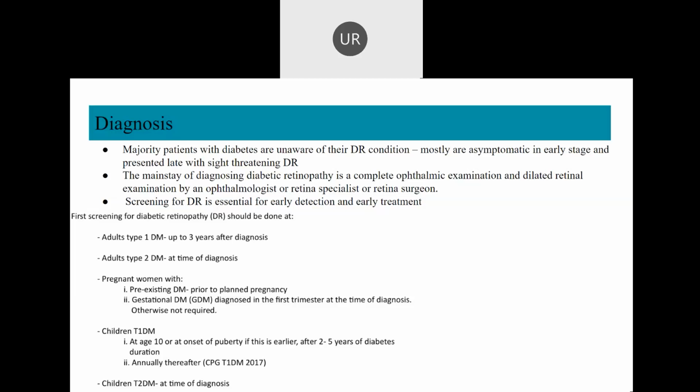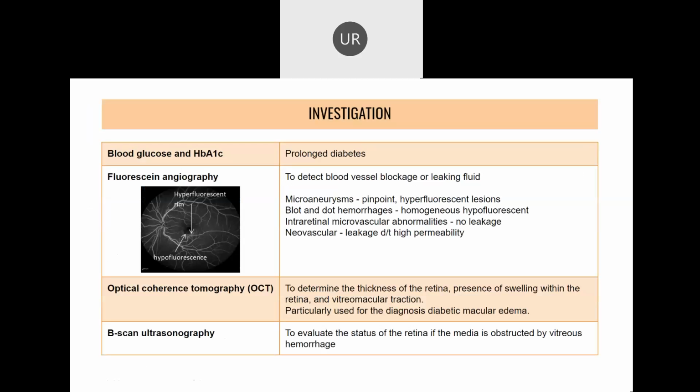So for pregnant women with pre-existing DM, prior to planning pregnancy, and children with type 1 DM at the age of 10 or onset of puberty, if this is earlier, after 2 to 5 years of diabetes duration, and annually thereafter, and children with type 2 diabetes at the time of diagnosis. Next slide, please. That's all from me. Thank you.